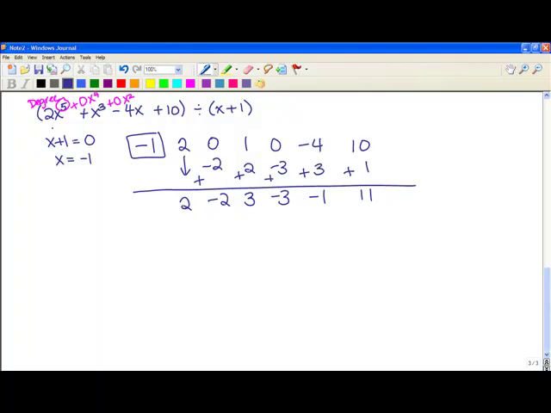Now we're ready to write down the final answer. Notice that the degree up here was 5. So we'll start with x to the 4th. So that's 2x to the 4th minus 2x to the 3rd plus 3x squared minus 3x minus 1, and the remainder is 11.